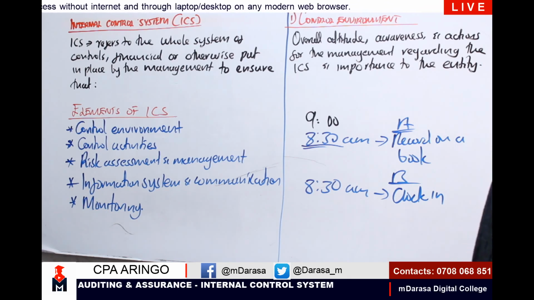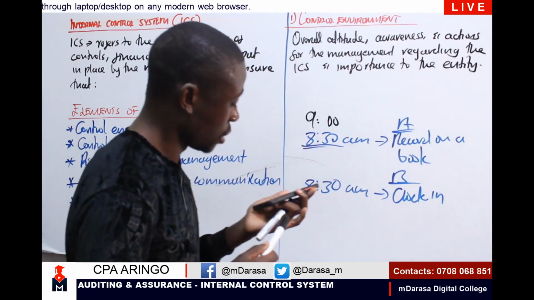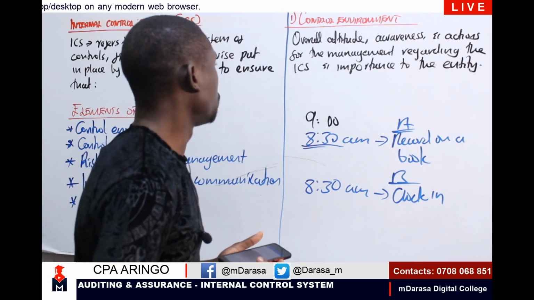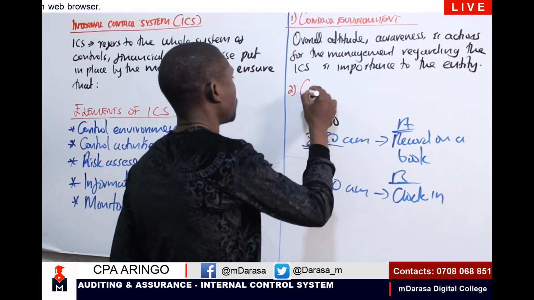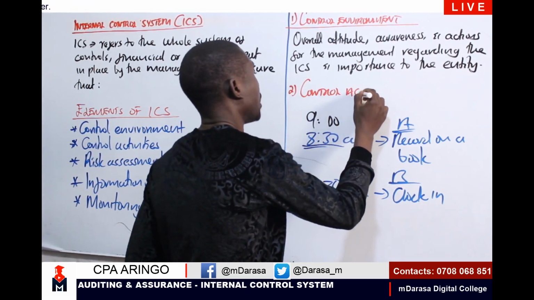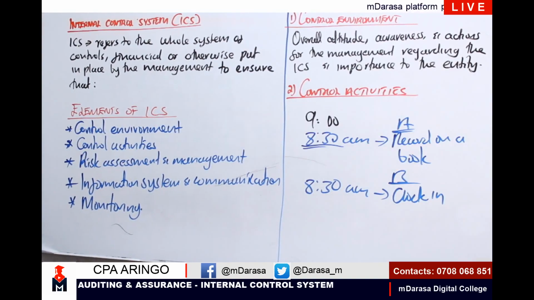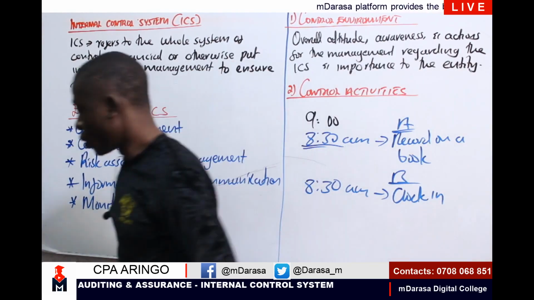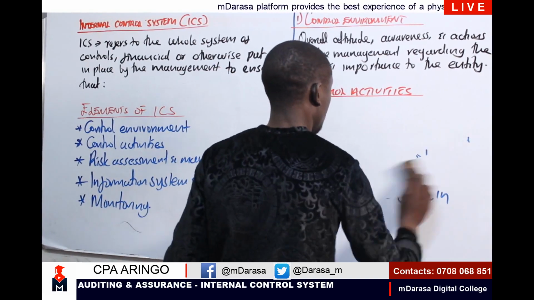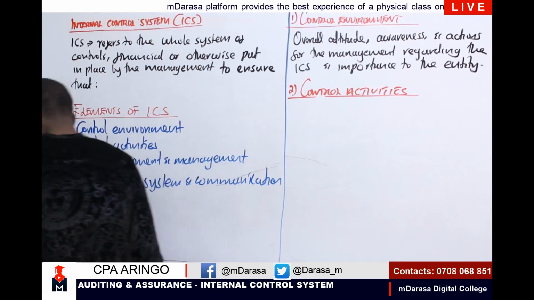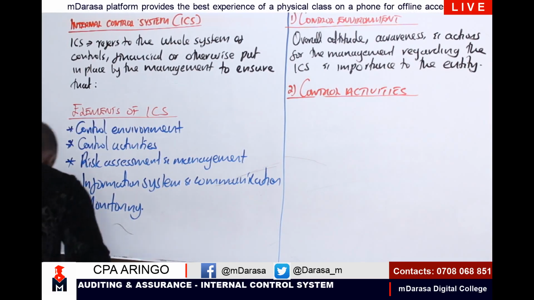So after we have noted that one, the other key element will be the aspect of our control activities. Number two is control activities. So what will control activities refer to, my good students here? Control activities, basically, you'll find that it refers to those policies and procedures.